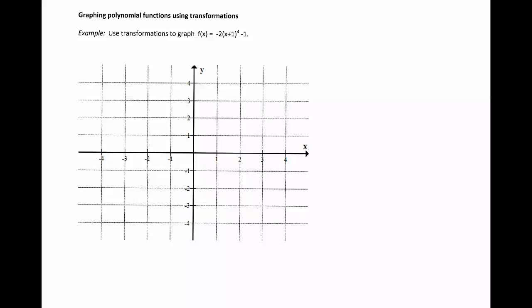Some polynomial functions can be graphed using transformations. Our basic functions will be power functions, functions y equals x to the n. We'll apply the techniques we discussed in lesson 4. Let's look at an example. Function f of x is negative 2 times (x plus 1) to the power 4, minus 1.